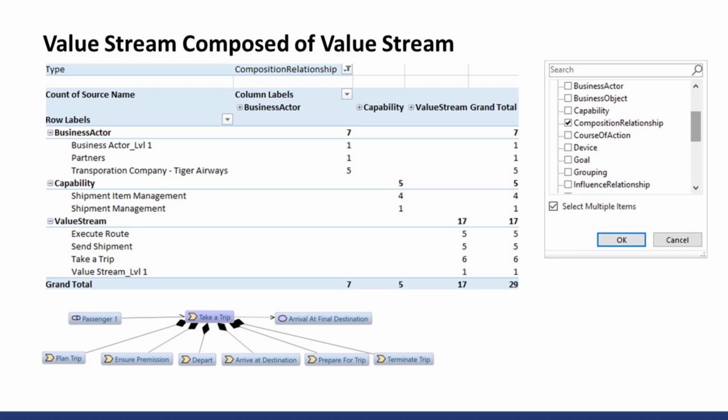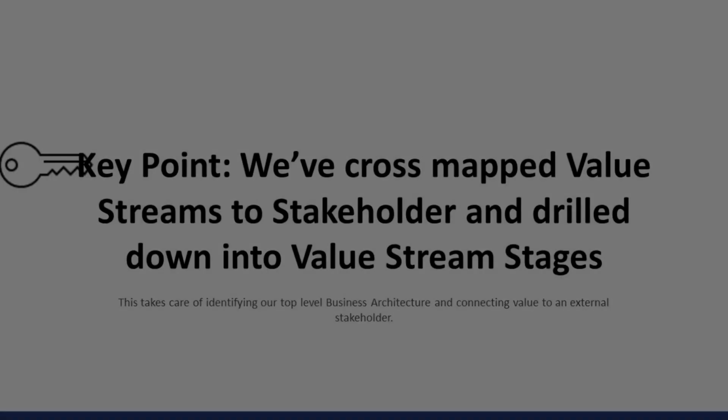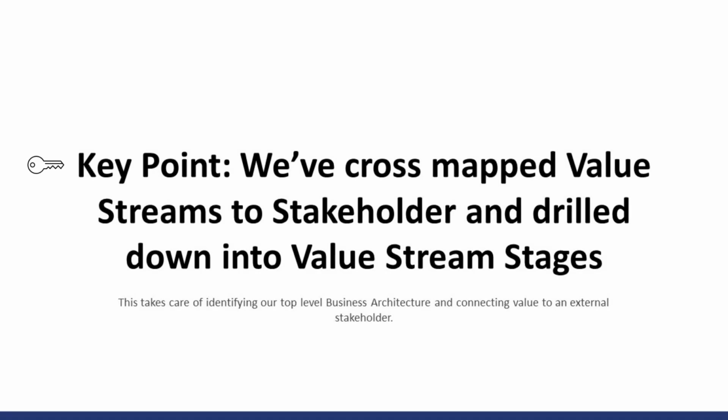Now let's look at the key point in our next slide. Key point. We've cross-mapped value streams to stakeholder and drilled down into value stream stages. This takes care of identifying our top-level business architecture and connecting value to an external stakeholder. Next, we move down the stack to cross-map our business capabilities that serve these value streams. Remember, capabilities are made up of people, process, information, and tools to add value to a customer. They anchor all of our business architecture discussion.